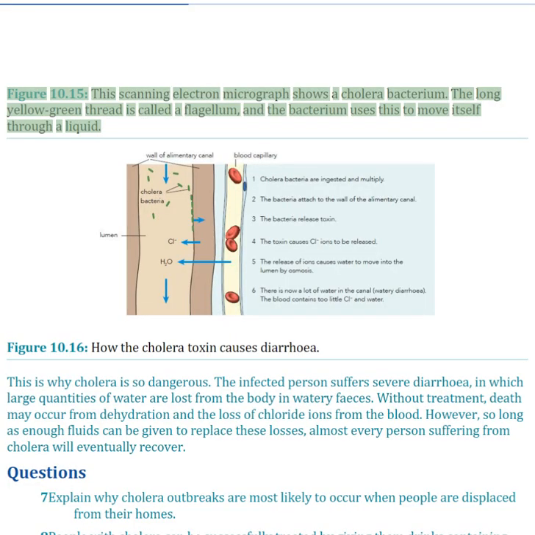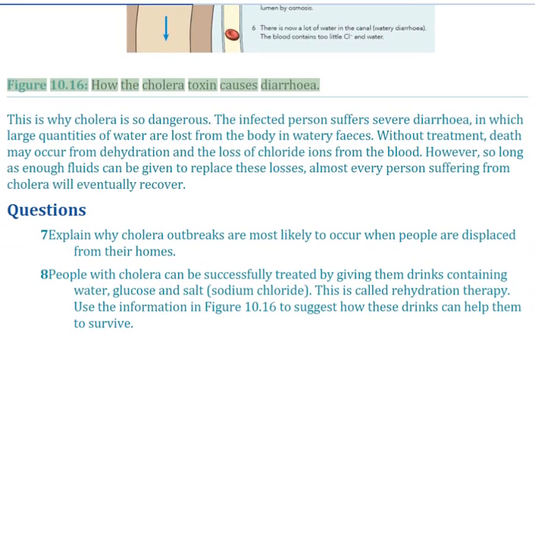Figure 10.15. This scanning electron micrograph shows a cholera bacterium. The long yellow-green thread is called a flagellum, and the bacterium uses this to move itself through a liquid. Figure 10.16. How the cholera toxin causes diarrhea.